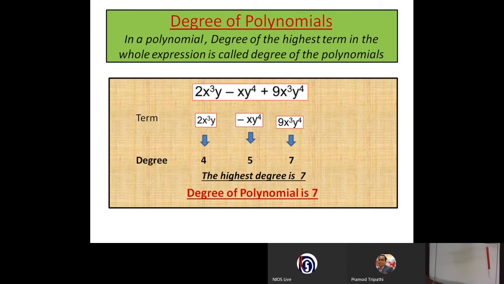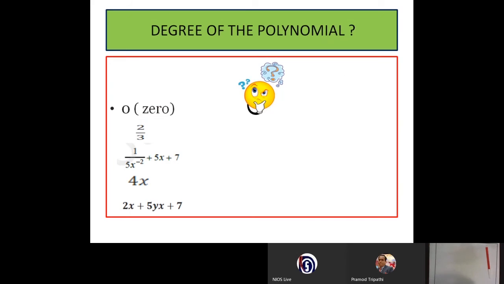So the degree of the highest term in the whole expression, whichever term has the highest degree, that will be called the degree of the polynomial. I think the example is very clear here. Is there any doubt? Now, again, you have to find the degree of the polynomial. I have taken some examples here.